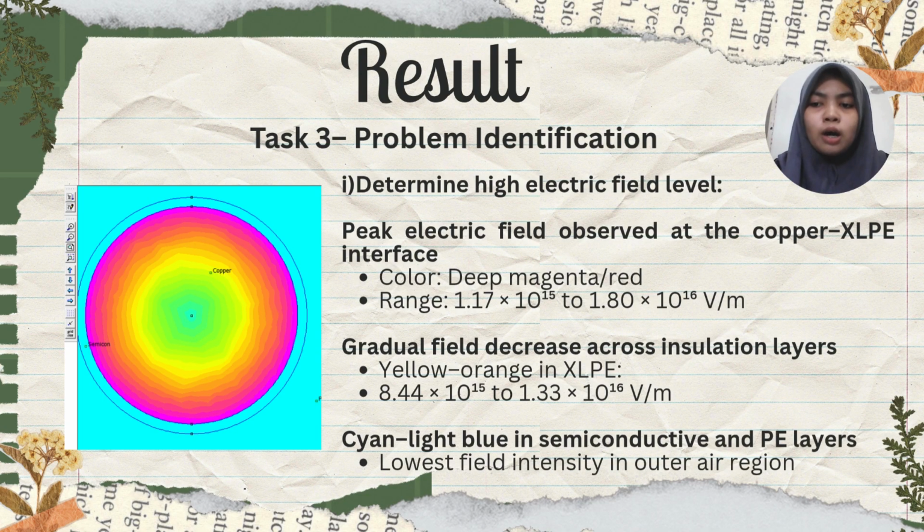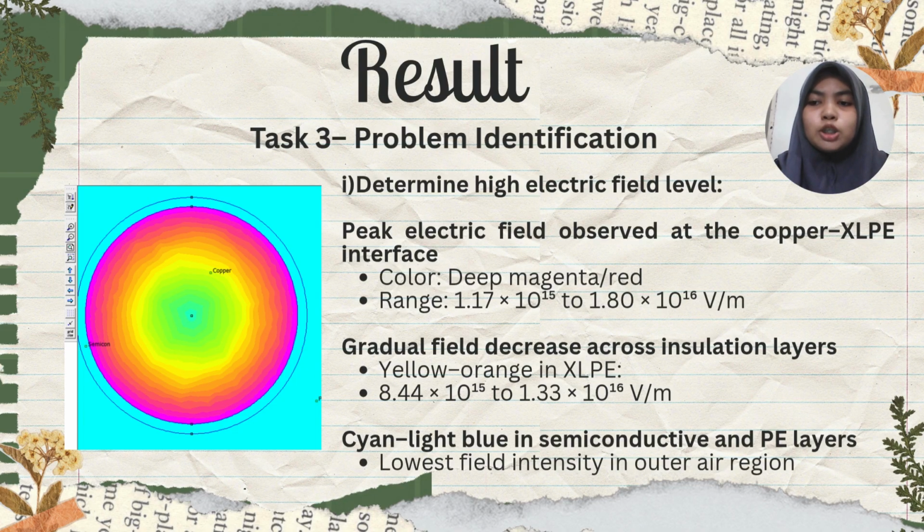As we move outward through the XLPE, the field intensity gradually decreases, shifting to yellow and orange, indicating a range of 8.44 exponent 15 to 1.33 exponent 60 volt per meter. Beyond this, the field continues to weaken as it passes through the semiconductor layer and outer insulation, shown in cyan and light blue. Finally, the lowest electric field intensity is observed in the outer air region.